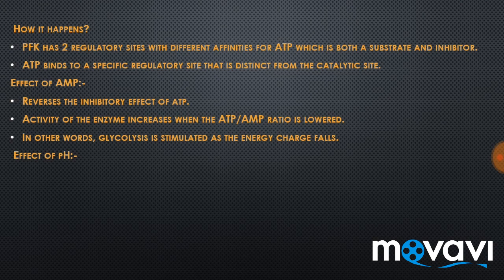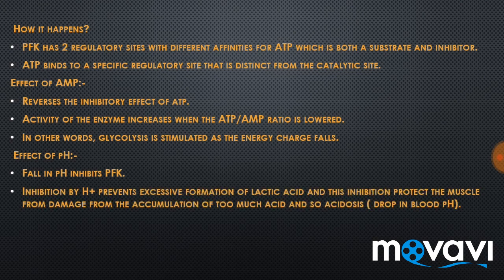The third here is the effect of pH. When there is a fall in pH, it inhibits PFK. And this inhibition by H+, if there is a lower pH, it means there would be more H+ ions. So these H+ ions prevent excessive formation of lactic acid, which is formed when there is anaerobic glycolysis.